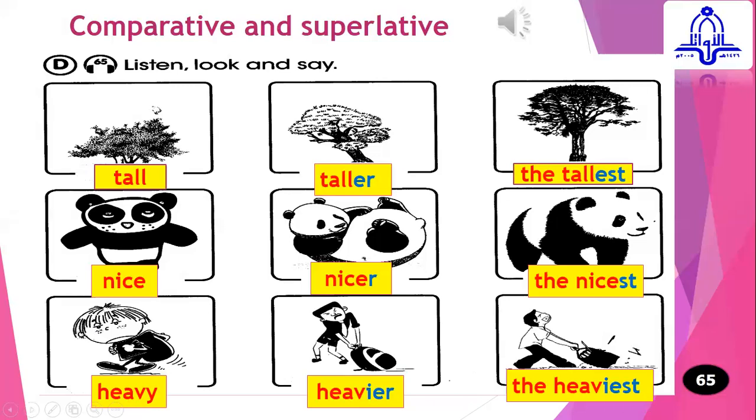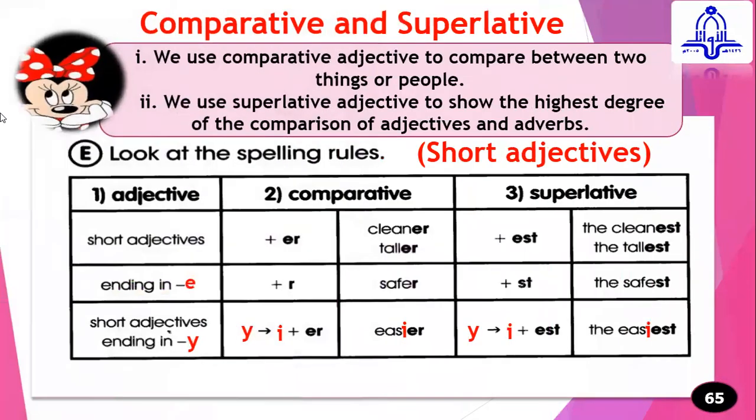The heaviest. Now, still we have activity E. E will talk about the rules, how to add ER and EST for short adjectives. As we said, comparative and superlative, we use comparative adjectives, صفة المقارنة, to compare between two things or people. نقارن ما بين شيئين أو شخصين. We use superlative adjective to show the highest degree لكي نوضح أعلى درجة of the comparison من المقارنة of adjectives and adverbs.